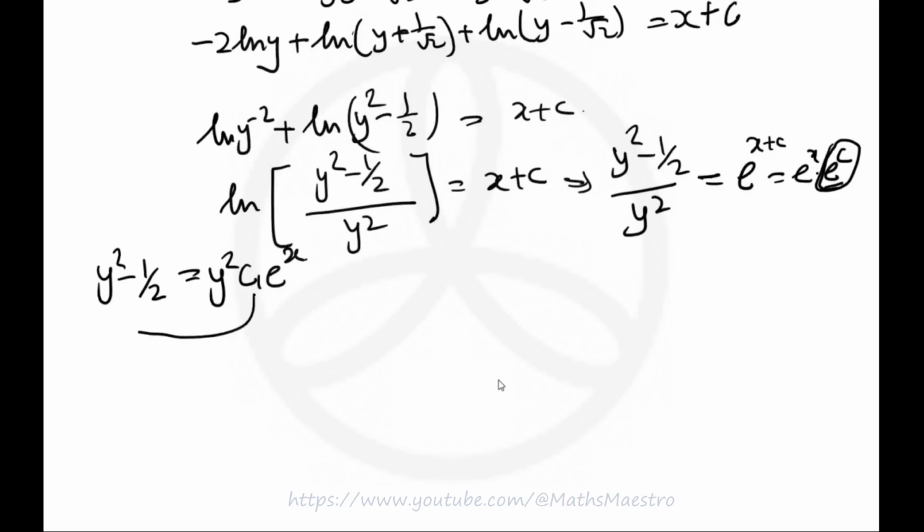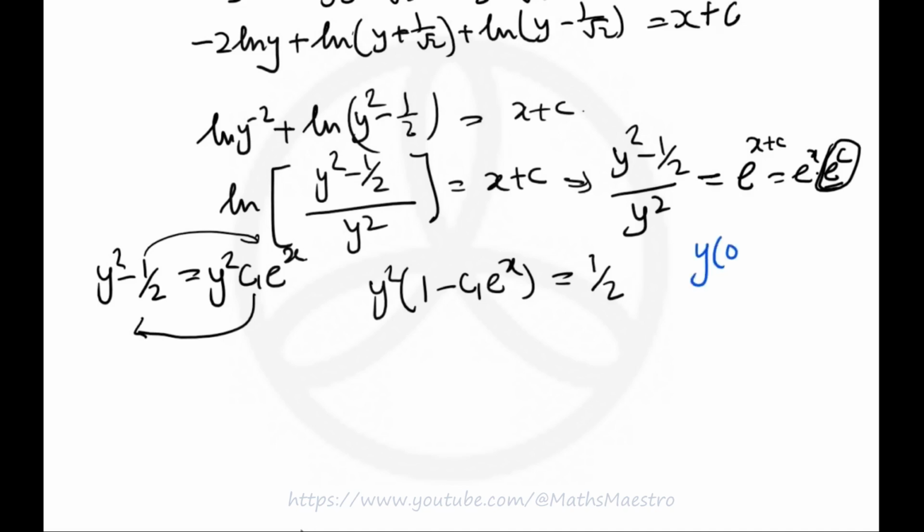Bringing this entire portion here and taking this side of the equal sign, we get y square (1 minus c1 e to the power x) is equal to half here. And now let us use what is given as an initial condition. Initial condition says that y at 0 is 1/3, which means the value of y will be 1/3 when x is equal to 0. 1/3, this y square will become 1/9, and 1 minus c1 e to the power 0, and this will become half.